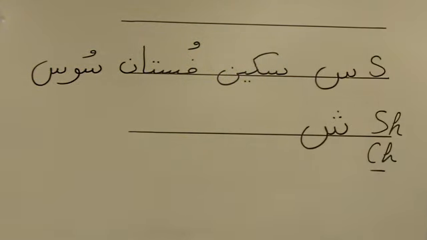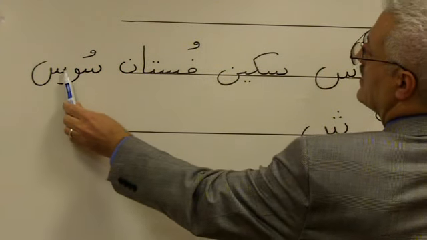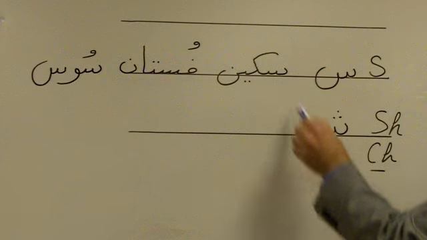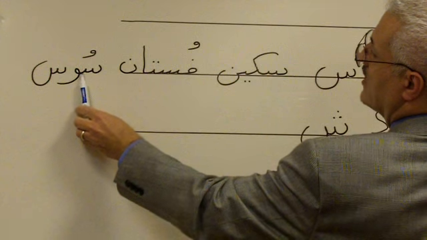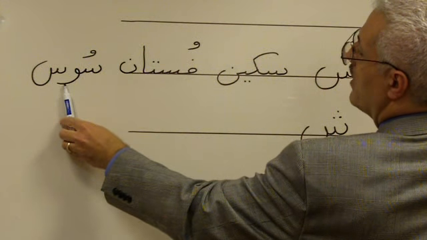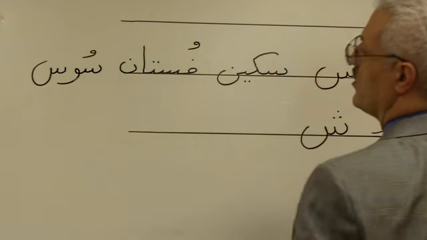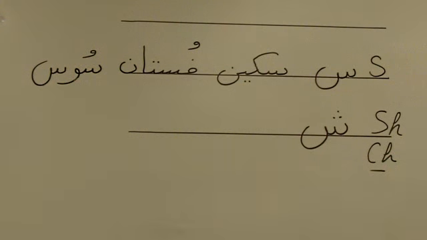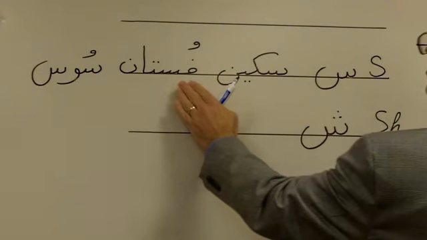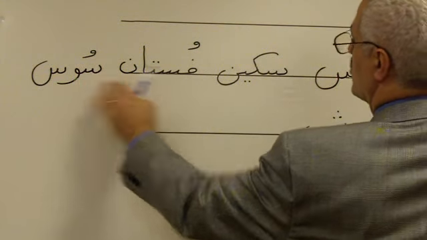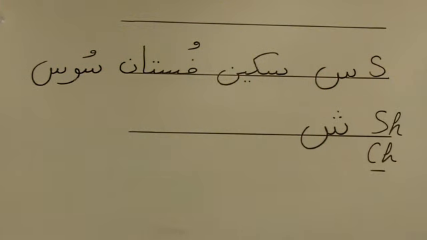Now the reason this seen looks like this one is that it can connect to the letter before it, in this case, because this letter is a waw and doesn't connect with the letter after it. You learn this letter later on. So we have sikeen, fustan, and sus. This is the letter seen.